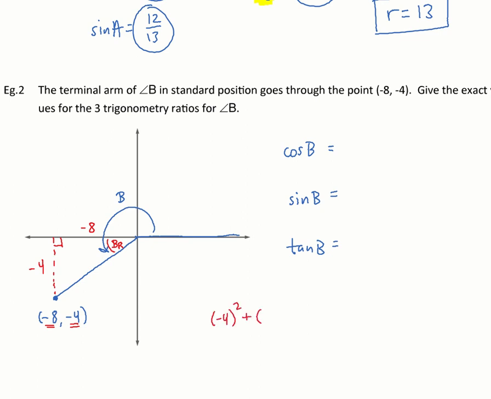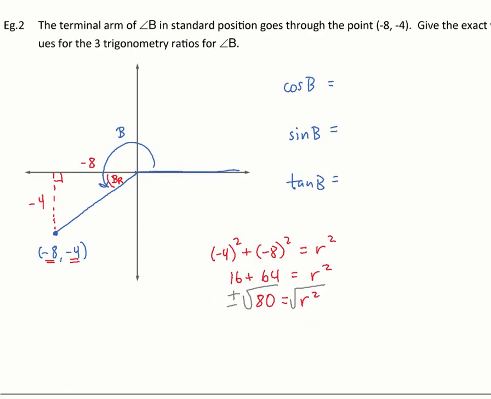-4 squared plus -8 squared equals c squared, or r squared, or whatever you want to call it. So that's 16 plus 64 is equal to r squared, which is 80. Now I know when I square root both sides, I have to go plus or minus, because that's a rule in math, the plus and minus square root principle. But I know that r is always going to be positive, so I can just say r is equal to the square root of 80, and it's just positive because r always has to be positive.